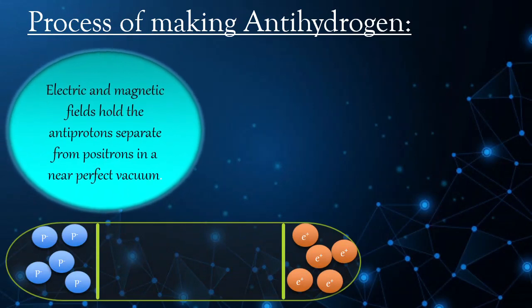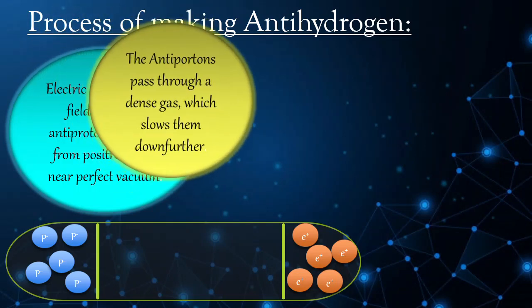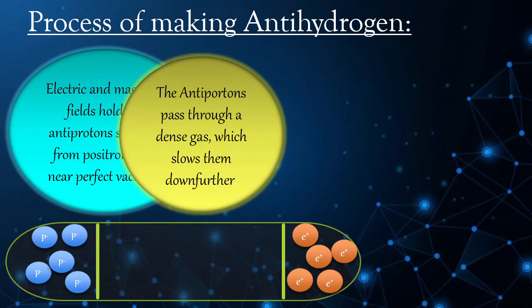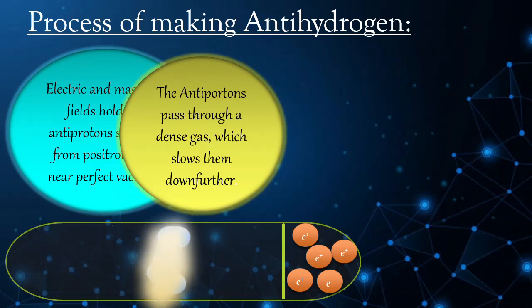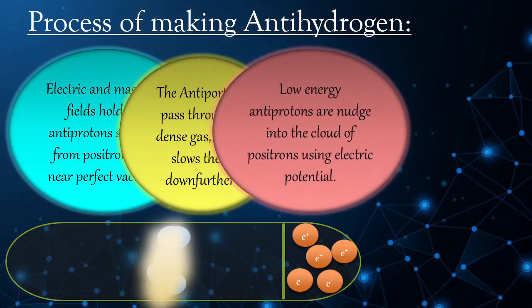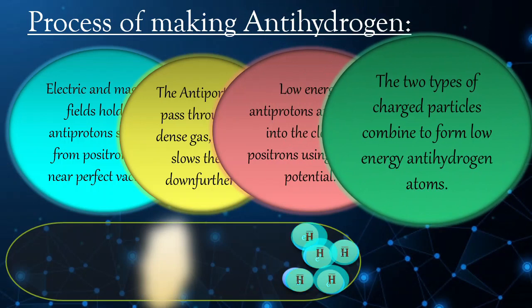The first step is that electric and magnetic fields hold the antiprotons separate from the positrons in a near perfect vacuum. The second step is that the antiprotons pass through a dense gas, which slows them down further. The third step is that low energy antiprotons are nudged into the cloud of positrons using an electric potential. And the last step is that the two types of charged particles combine to form low energy antihydrogen atoms.